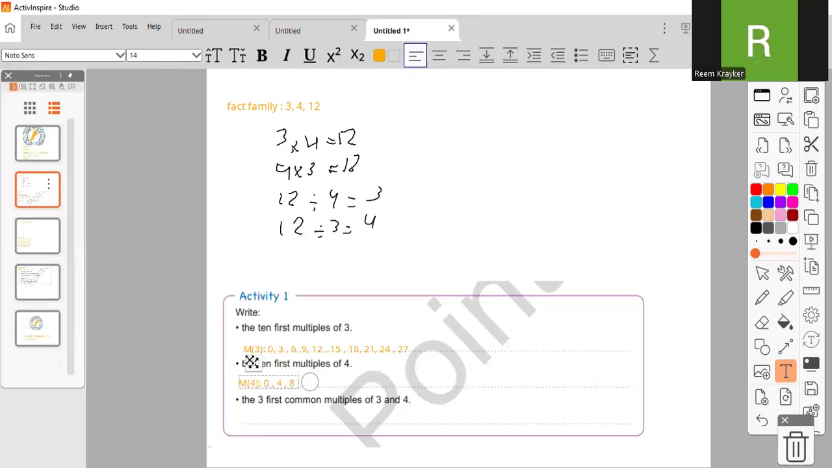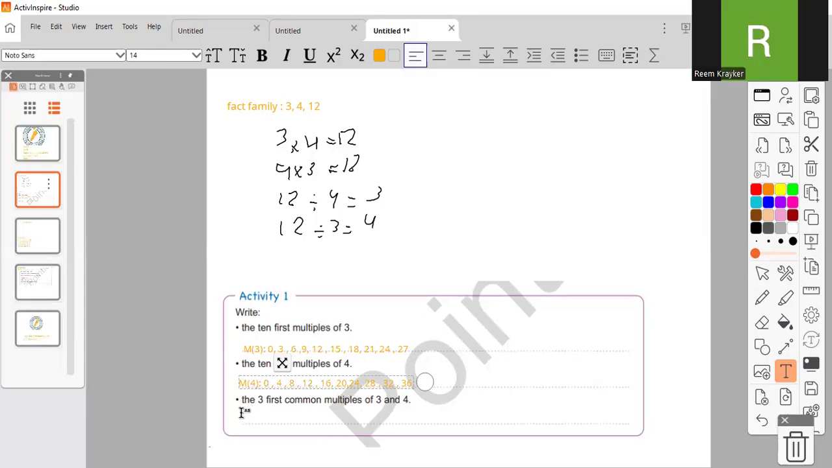We bring them from the multiplication table. Then we have 12. We have 16. We have 20. I'm adding 4 by 4. 24, 28, 32, then 36. These are 10 multiples. And here we are going to stop because we cannot write more than 10 multiples.